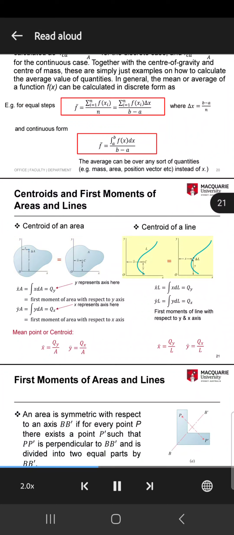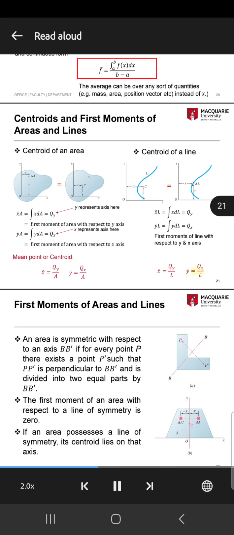Centroid of a line. Left figure, a generically shaped plate in the xy plane, and the location of the centroid of the area. Right figure, the location of an infinitesimally small portion of the plate. x bar equals Q sub y over A, and the centroid y bar equals Q sub x over A.